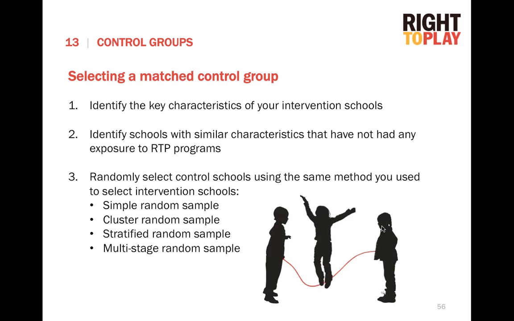So in order to select your control group, you first of all need to identify the key characteristics of your intervention schools. So this could be things like geography, economic status, ethnicity, any other type of characteristic. Then you want to identify schools with similar characteristics that have not had any exposure to Right to Play programs. And like I mentioned, ideally, you want them to be located pretty far away from where the Right to Play programs are located. And then you randomly select control groups using the very same method that you use to select your program schools. So for example, you might do a simple random sample, a cluster random sample, stratified sample, or a multi-stage sample.